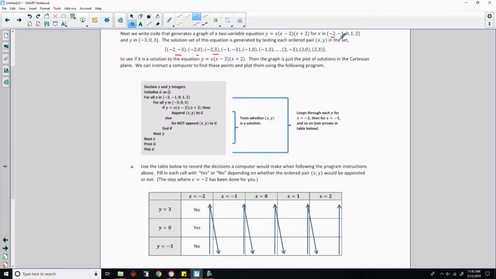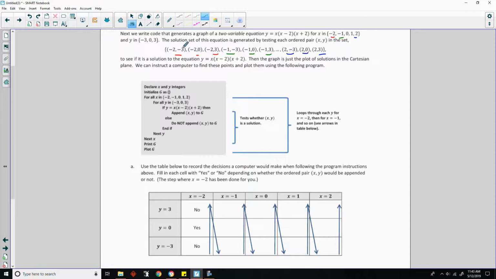And then they're going to take -1 and pair it with -3 right here. -1, 0 is here. -1, 3 is here. And so on. And then they're taking 2 and -3, which is here. 2 and 0, which is here. And 2 and 3, which is here. They skipped 0 and 1, but did the same thing. So it'd be 0, -3, 0, 0, 0, 3, and then the same with 1. 1, -3, 1, 0, 1, 3.